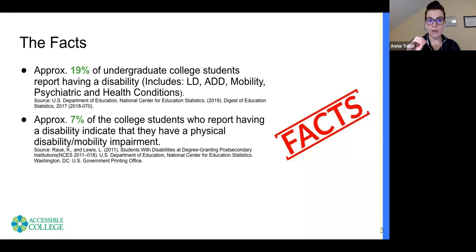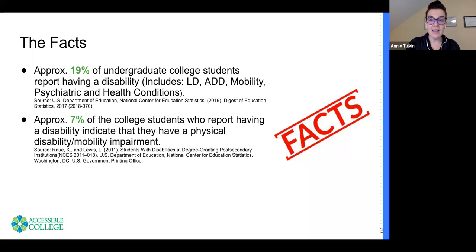So these are the students who have gone to the Disability Support Office, and I should say that every college or university has a disability support office or a person who is tasked with coordinating the accommodations process for students. All of those offices have different names. So it might be Student Accessibility Services, it could be Accessibility Services, it might be Disability Support Services.